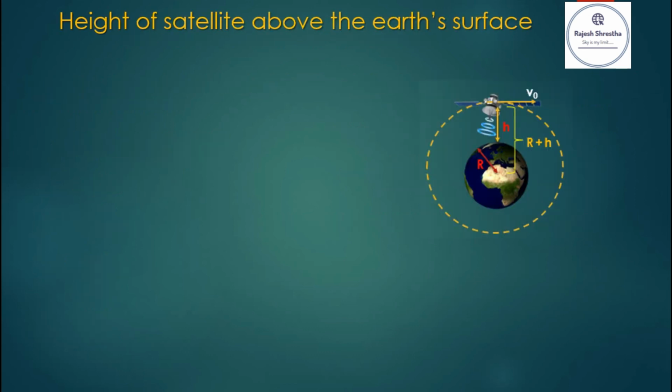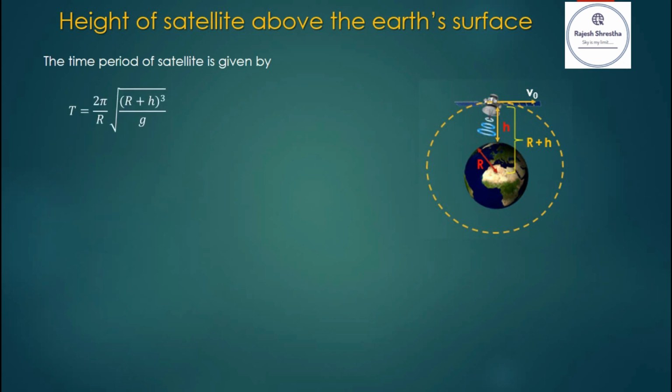Now let's talk about the height of the satellite from the earth's surface. Here in the figure is the height of the satellite. Now to calculate this height of the satellite we have to start from the time period of the satellite. As we know that the time period of the satellite is equal to 2 pi by R root under (R plus h) whole cube by g.